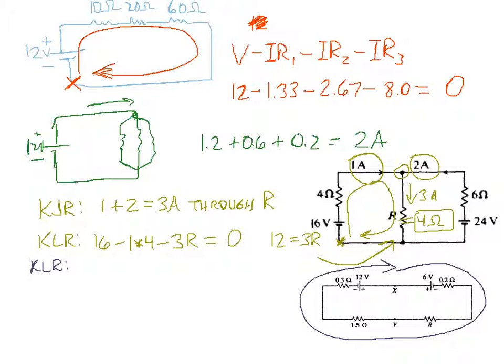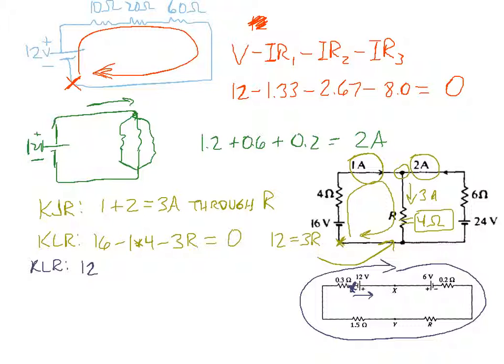So we're going to say we have to pick a starting point. I'm going to pick the starting point right behind that 12 volt battery. So I'm going to put a little X right there. That's where I'm going to start. So my first thing is going to be the voltage increase going across that battery, which is 12.